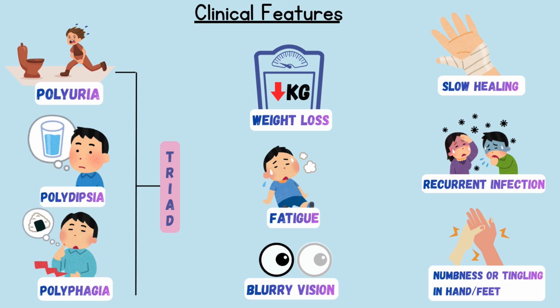You should always remember the classic 3 Ps: polyuria, frequent urination; polydipsia, excessive thirst; polyphagia, excessive hunger. In addition, unexplained weight loss, fatigue, blurred vision, delayed wound healing, recurrent infections, peripheral neuropathy, tingling in hands and feet.